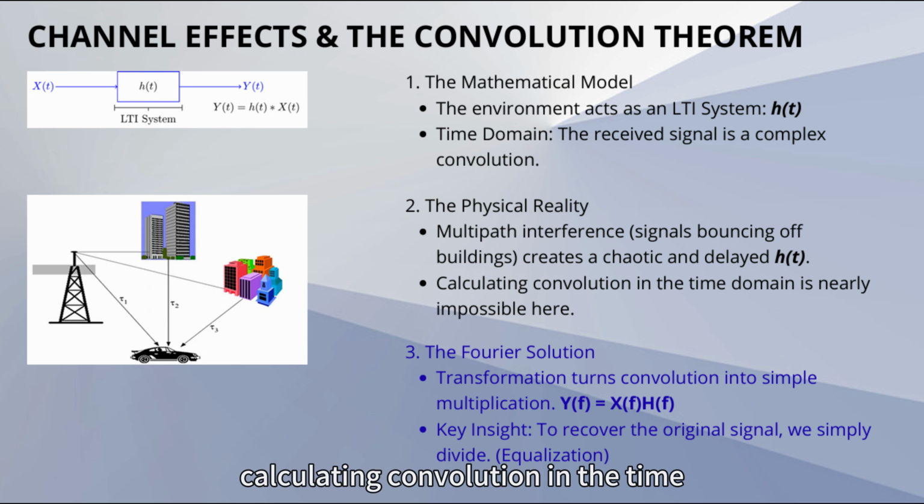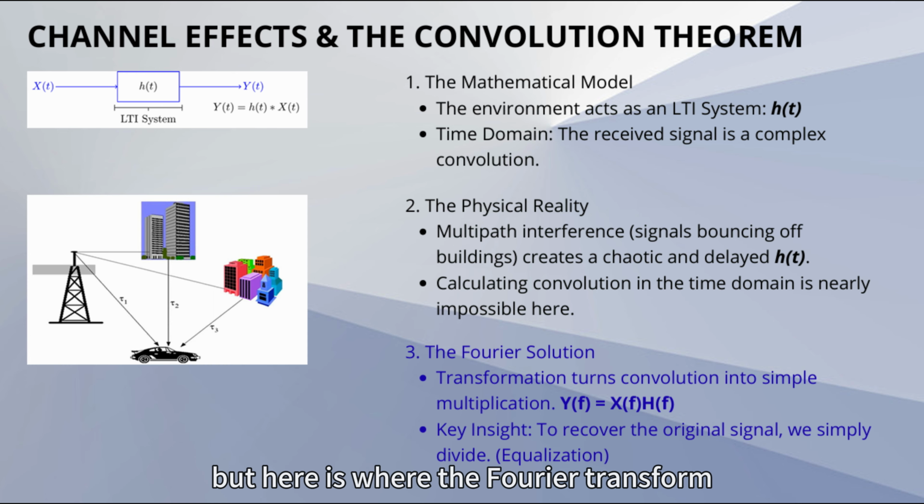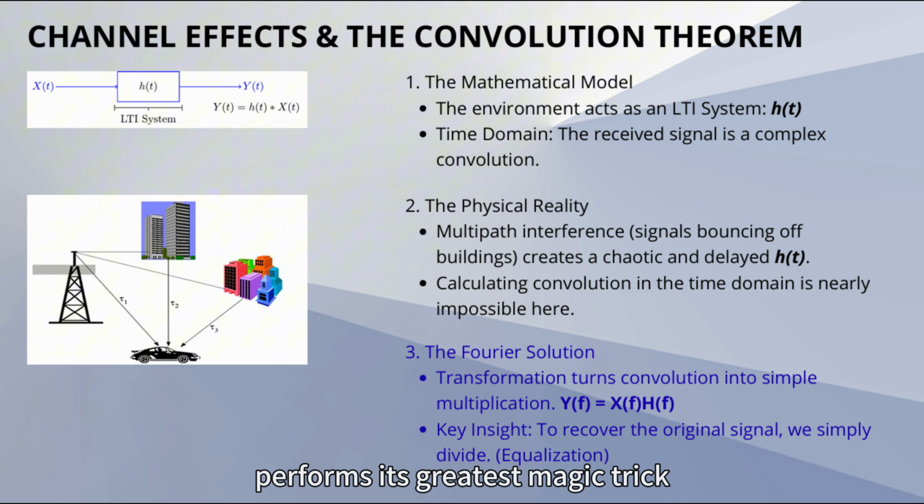Calculating convolution in the time domain is near impossible here, but here is where the Fourier transform performs its greatest magic trick, the Fourier solution. It transforms that complex convolution into simple multiplication. Y of f equals X of f times H of f. If we want to recover the original signal, we simply divide. This elegant math is the exact foundation of the equalizers in your phone.